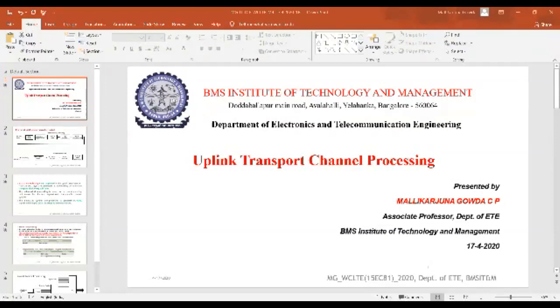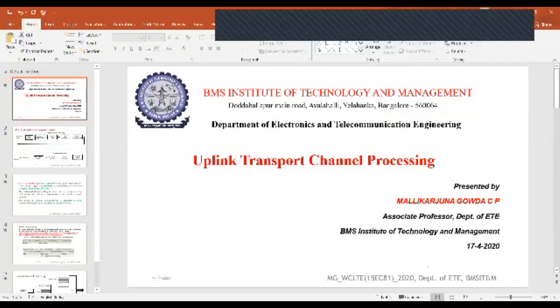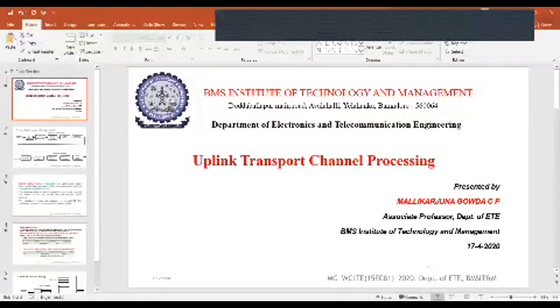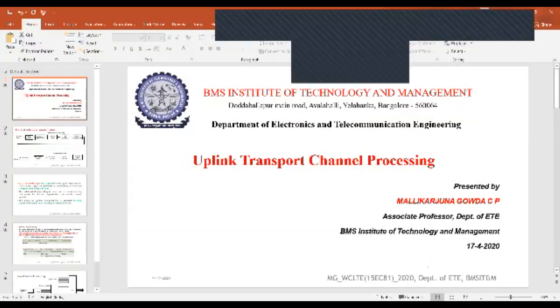The channel coding processing involves what? The input to that is a transport block from the MAC layer, right? Then it undergoes CRC addition, then code segmentation, channel coding, rate matching, then code concatenation, right? So all these come under the channel coding processing.